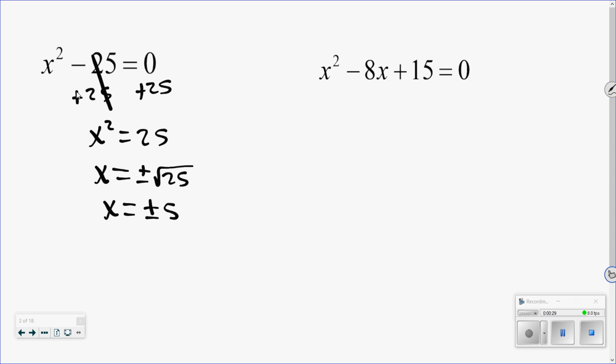That's a pretty quick, easy way to solve a quadratic. Now, the problem with that is it doesn't always work. So look at this problem: x squared minus 8x plus 15. And I could minus a 15 over.